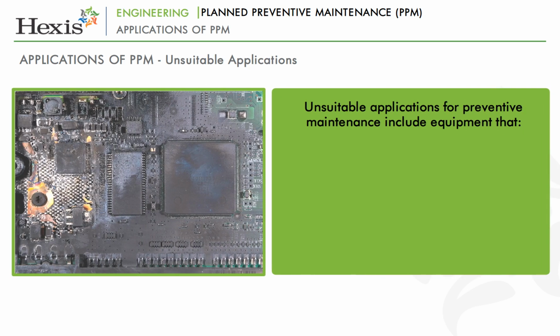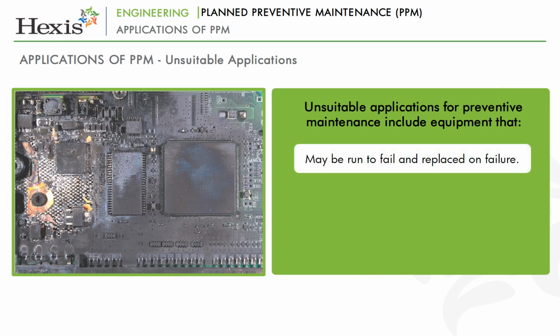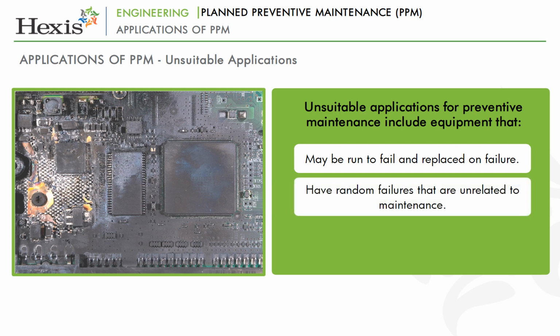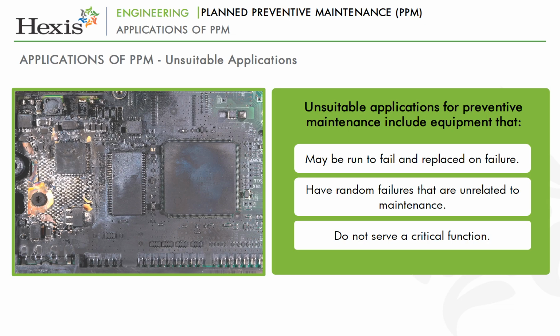Unsuitable applications for preventive maintenance include those that, such equipment may be run to fail and replaced on failure. Alternatively, if the condition of the equipment can be judged by undertaking tests, they can be subject to condition-based maintenance. Have random failures that are unrelated to maintenance, such as circuit boards. Do not serve a critical function.